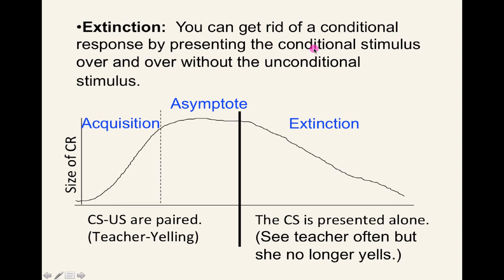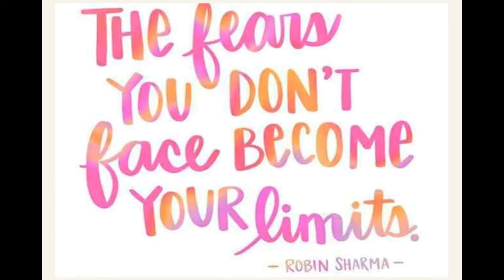So if it's something that produced a conditioned response that's fearful or anxiety-like, then you have to face your fear. So kind of use "face your fear" as a way to remember what extinction involves. You can't avoid German Shepherds. You can't avoid teachers if you're going to get over your fear of those things.